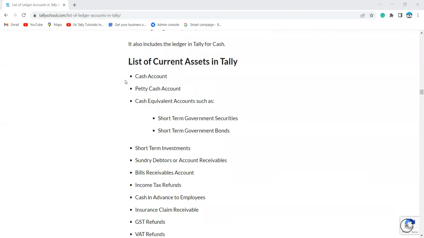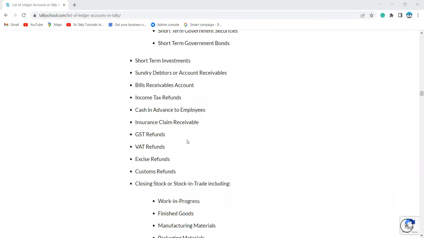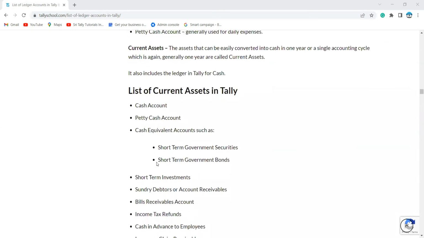List of current assets: cash account, petty cash account, cash equivalent accounts such as short-term government securities, short-term government bonds, short-term investments, sundry debtors or accounts receivable, bills receivable account, income tax refunds, cash advance to employees, insurance claim receivables, GST refunds, VAT refunds, excise refunds, customs refunds, closing stock. So this all comes under current assets.